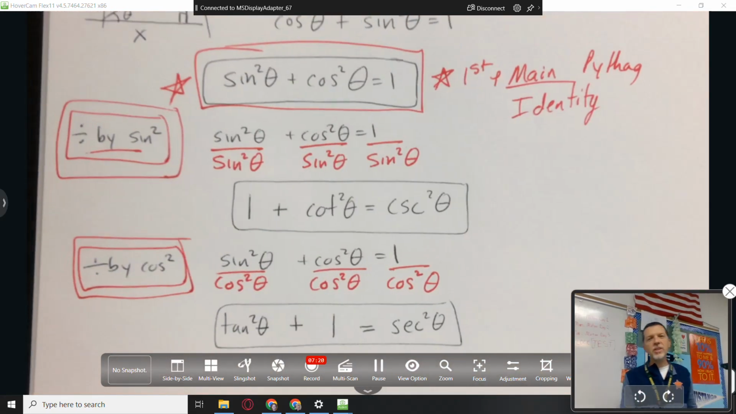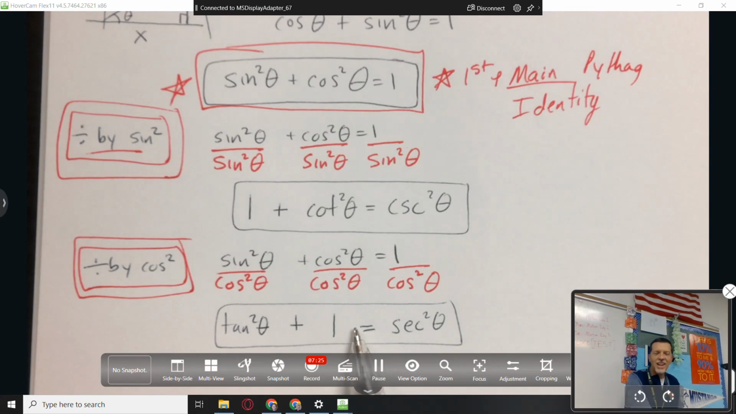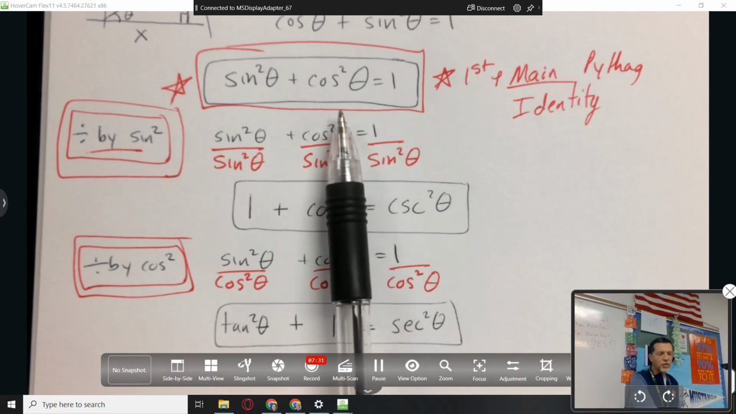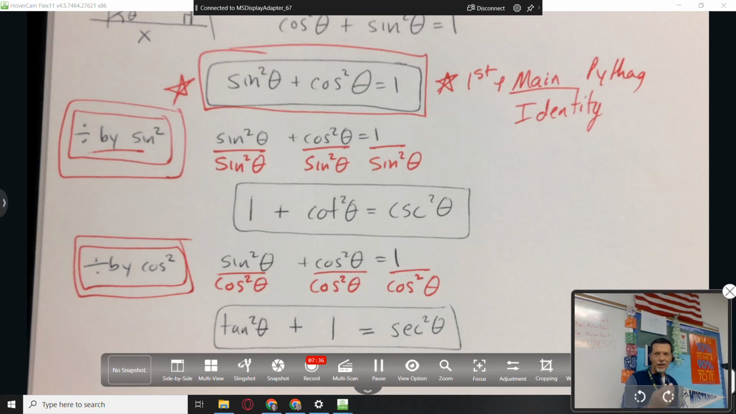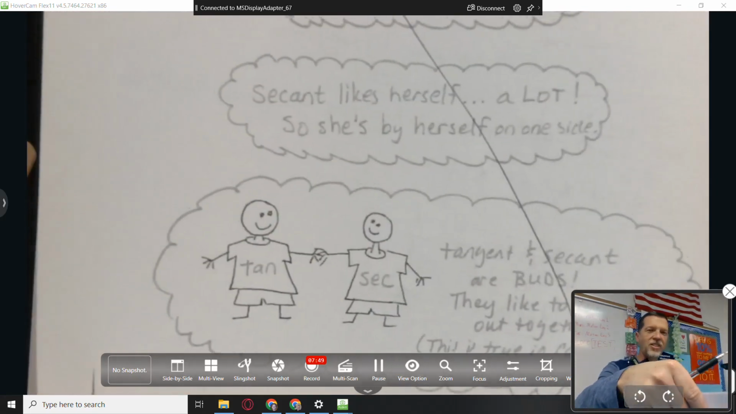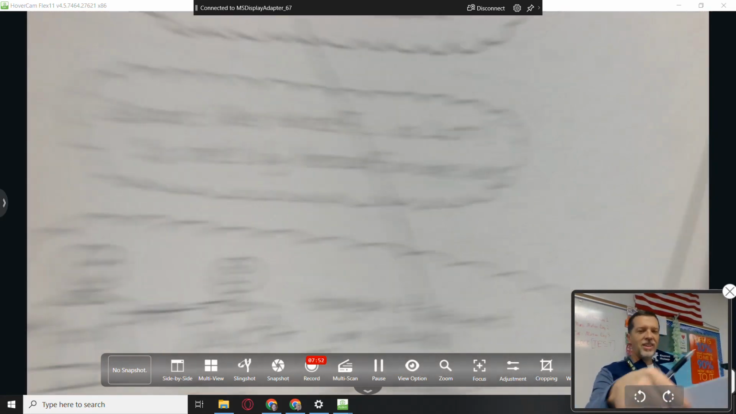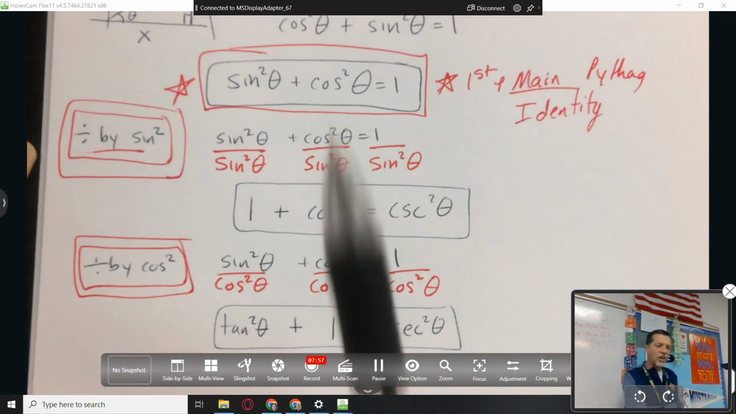So there are the 3 Pythagorean identities. But again, I do not memorize all 3, because I've got the first one down. After that, there's tangent, there's secant, there's cosecant, like who's paired with who, where does the plus 1 go? There are 2 pages' worth of mnemonic devices to help you remember. Look, there's tangent and secant holding hands because they're friends, and there's cotangent and cosecant. And I don't know. Just start with this one.